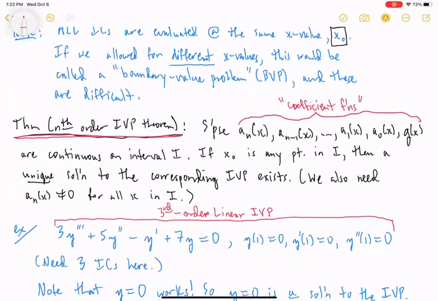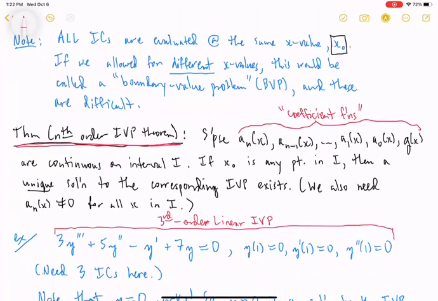Let's make a couple of notes here. So we would have needed 3 initial conditions here. Let's make a couple of other notes. What's our x0 here? What's the place that we're evaluating the 0th, 1st, and 2nd derivatives at? 1.